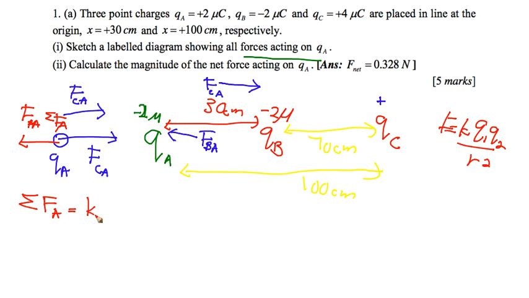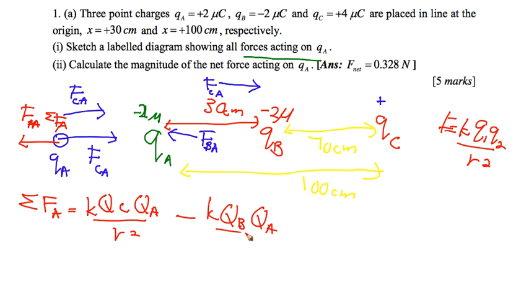This is K QC on QA, and the distance here is 100 cm. This is R squared, and minus, because FBA is to the right, so this is B on the charge A, and the distance here is 30 cm. Okay, this is R squared.